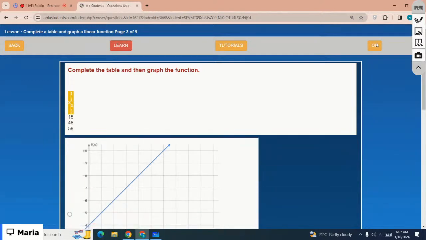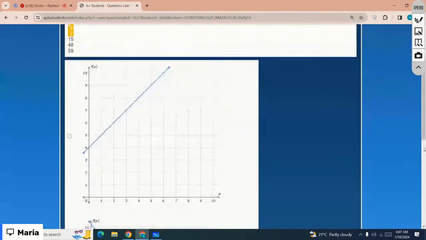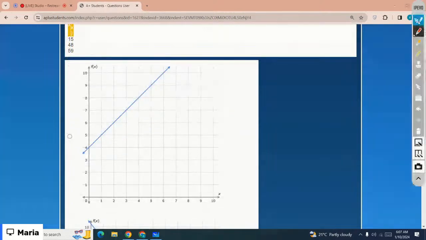Okay, the next one is complete the table and then graph the function. The table is 1, 5, 4, 8, 5, 9, right? Let's see if the first graph is the correct one. X is 1, y is 5. X is 4, y is 8. X is 5, y is 9. You can see all three points on this graph, on this line. So that means that is the correct option.